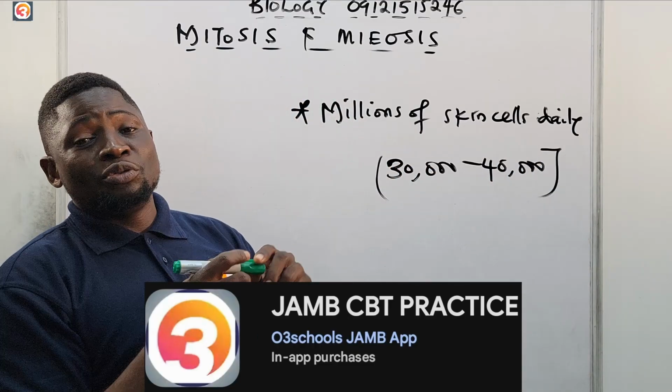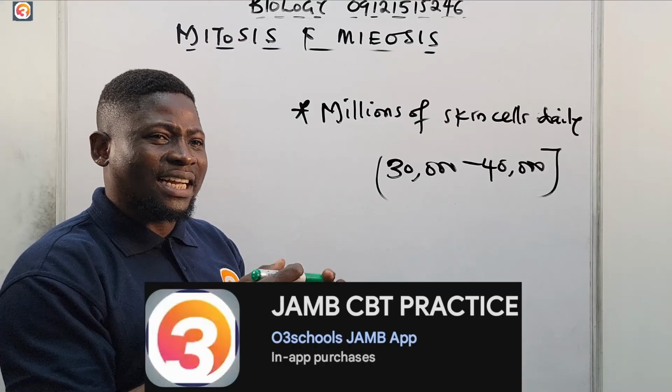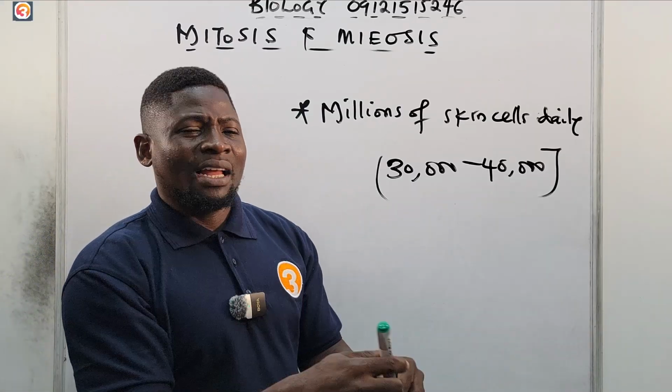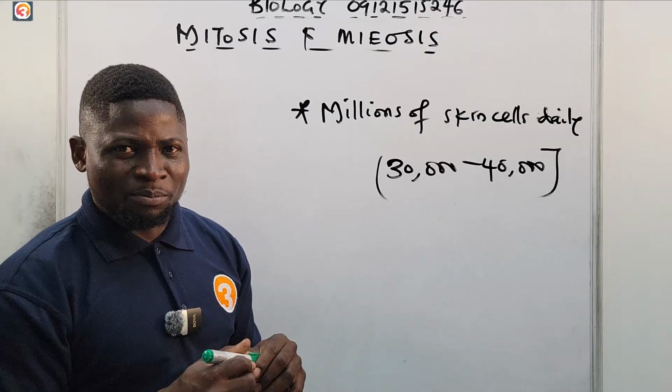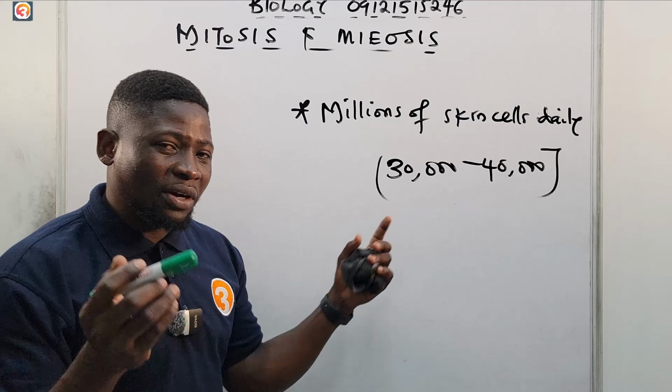Many of you do not even know that we shed many of our skin cells, many of them die, and then new ones are regenerated. Per minute we lose up to 30,000 to 40,000 skin cells. So calculate it for a day.